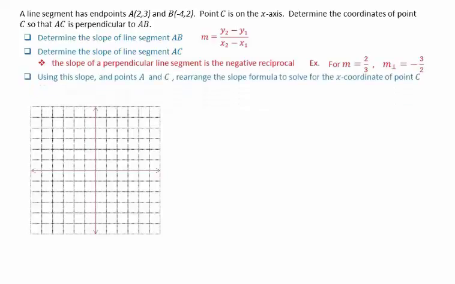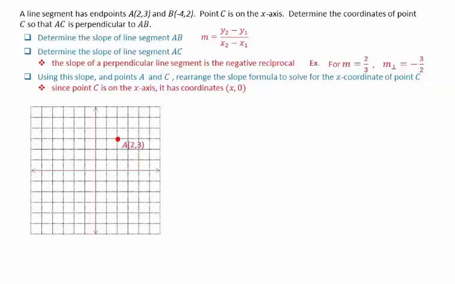We can then simply use this slope and points A and C to rearrange the slope formula to solve for the x-coordinate of point C. Note that since point C is on the x-axis, the y-coordinate must be 0. So point C has coordinates (x, 0).